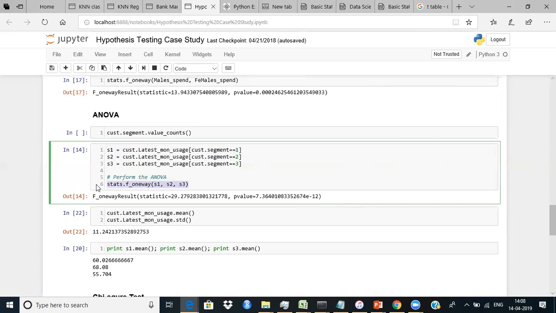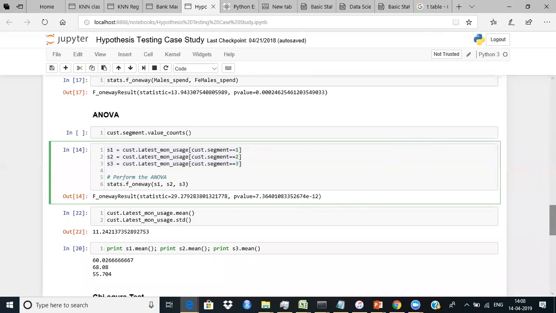Here we are not interested in the statistic because our alternate is not equal to. The only thing that we are interested in is the p-value. Is this p-value less than 5%? Yes. What does this mean? This means that at least one of these segments has a mean which is different from the others. We don't know which segment, we don't know how many, but we know at least one. Make sense? So this is ANOVA, right?